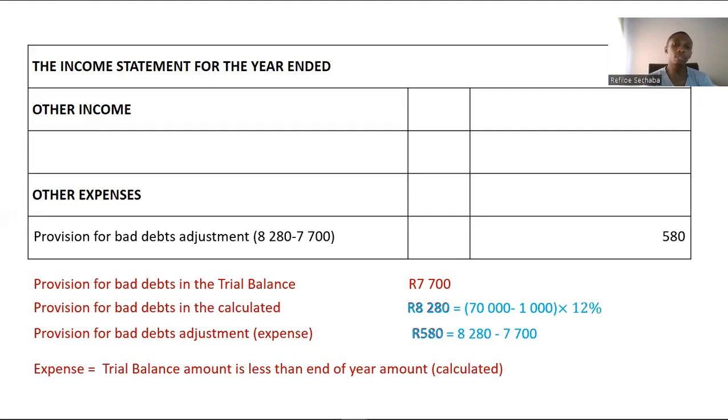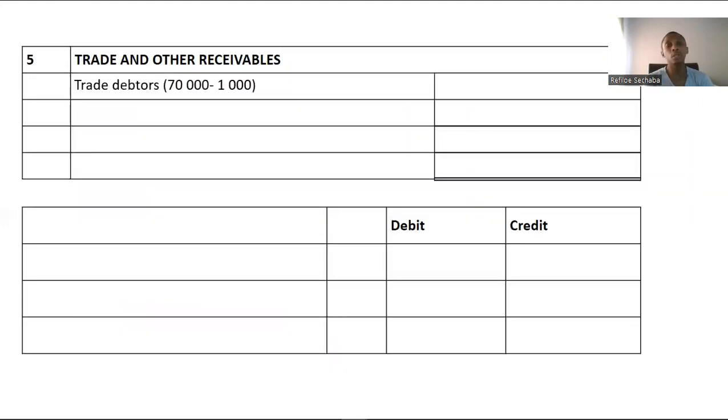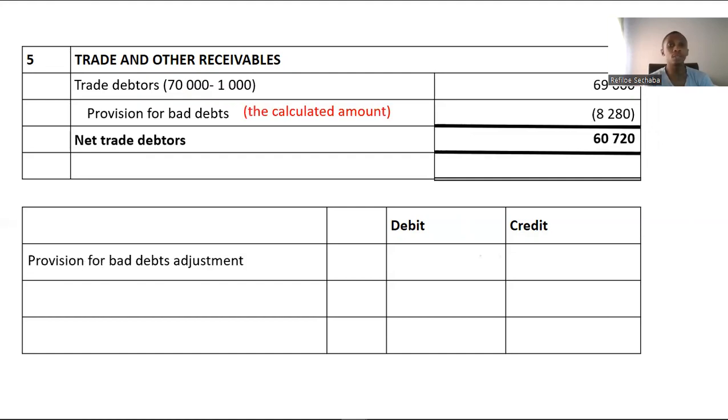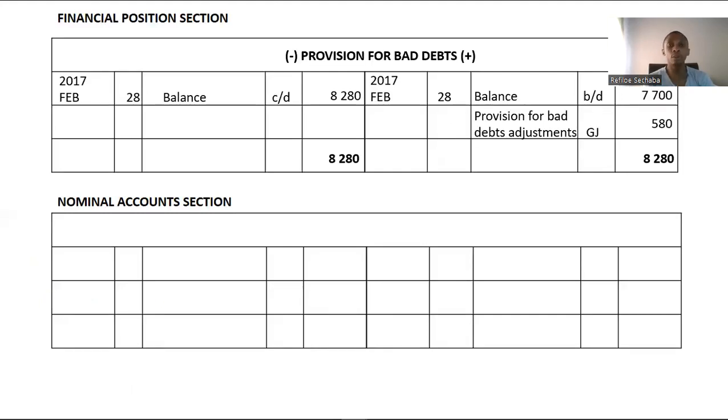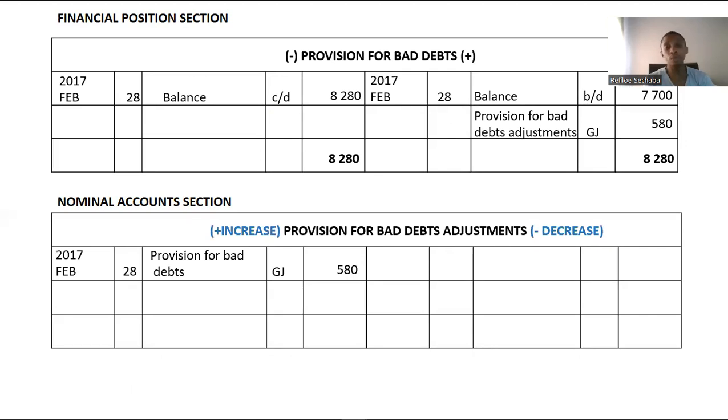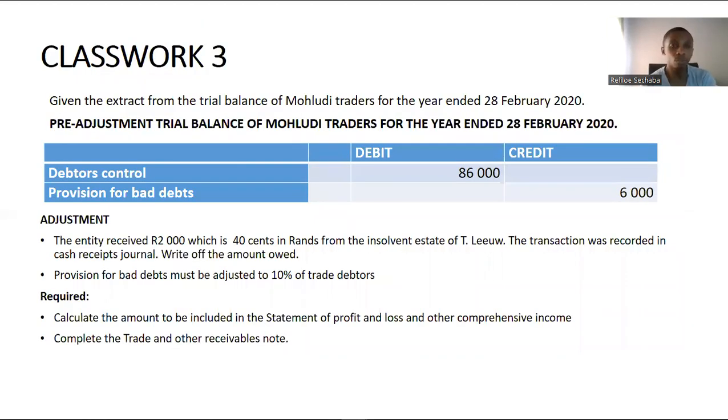It's simply 8,280 minus 7,700 to be adjusted. Okay. Now note that our trade debtors will also have to be adjusted by reducing by 1,000 Rand. 1,000 Rand is the actual bad debt that must be written off in the current year. So our trade debtors will be 60,000. The provision will have to increase and the expense will be debited. Therefore, we're going to debit provision for bad debts adjustment because expenses go up on the debit side.